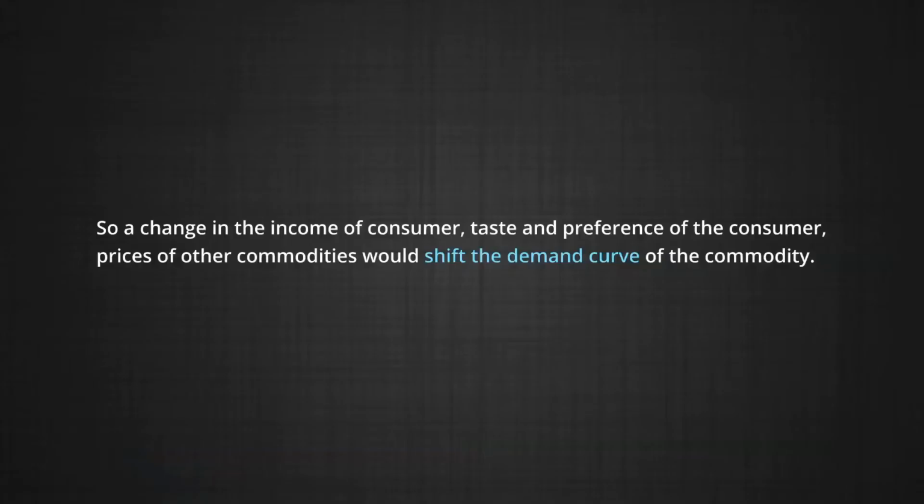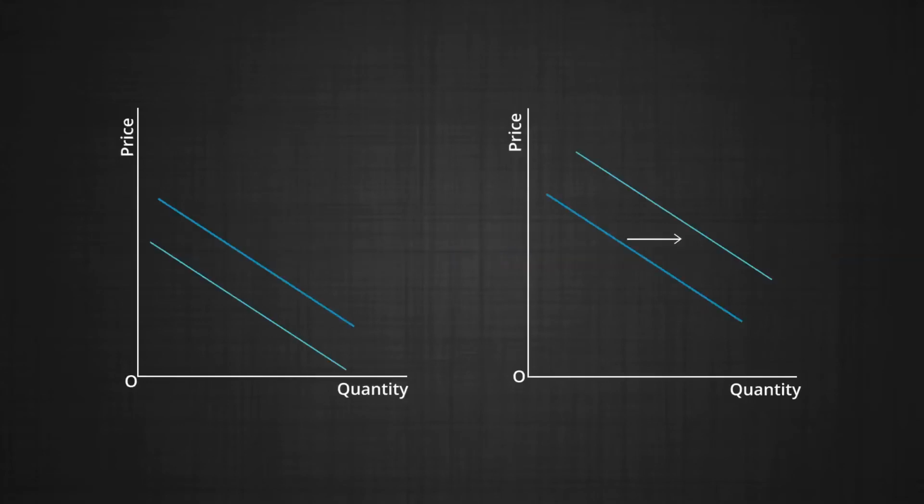But if any factor other than the price of the commodity changes, then there is a shift in the demand curve. This is referred to as a change in demand. So, a change in income of the consumer, or the tastes and preferences of the consumer, or the prices of other commodities would shift the demand curve of the commodity. A rightward shift shows an increase in demand of the commodity, while a leftward shift shows a decrease in demand for the commodity. Figure 6 depicts these shifts.